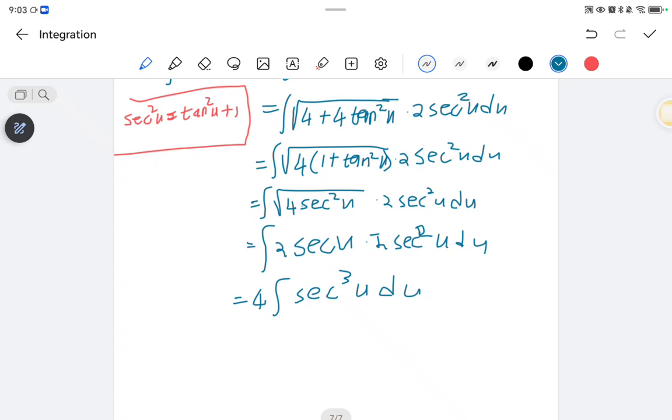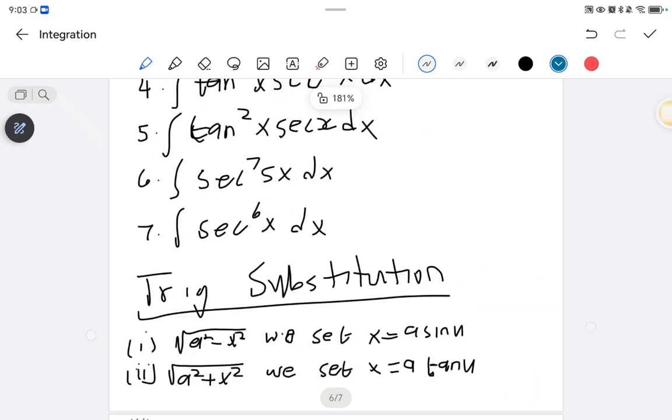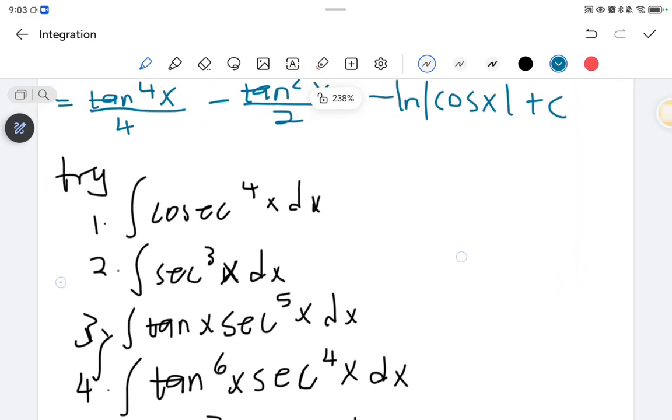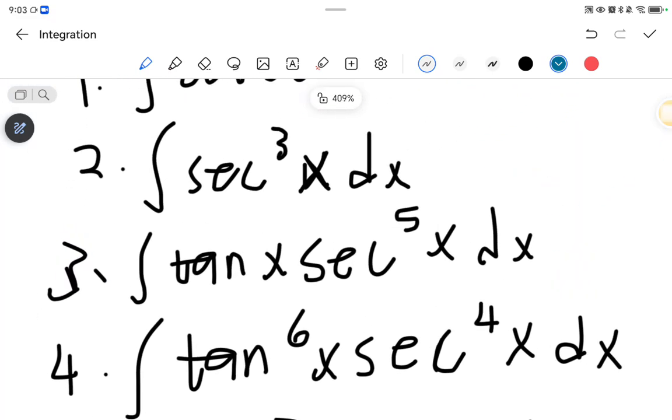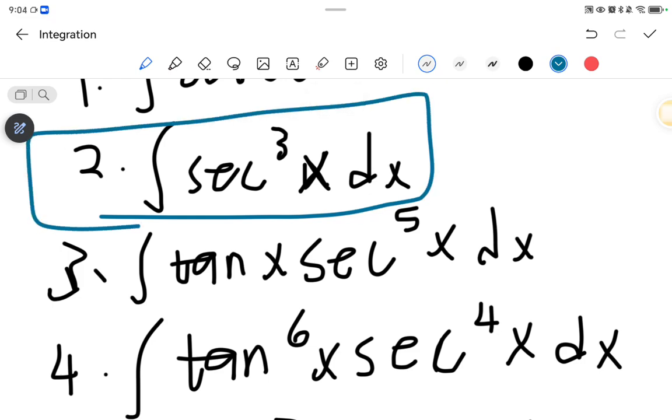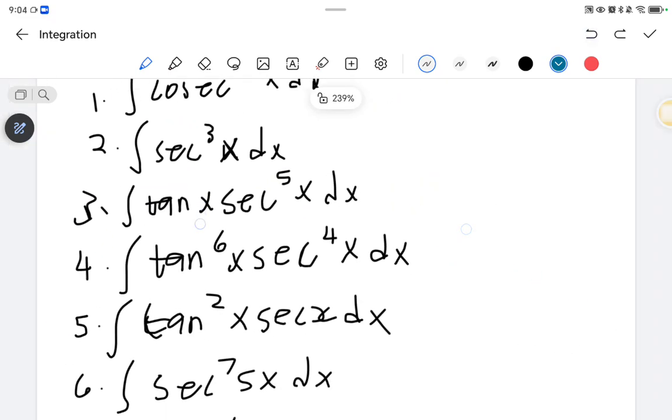And we know how to integrate sec. I gave you sec 3x. It means that if we had integrated this, we would know how to integrate that one. So let's integrate it there.